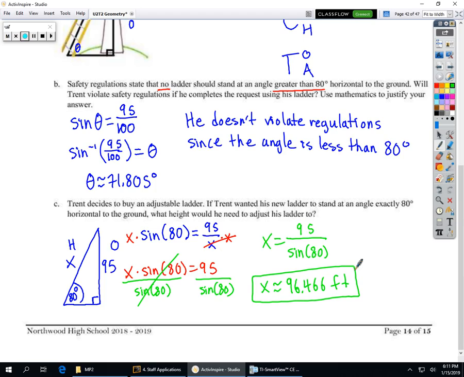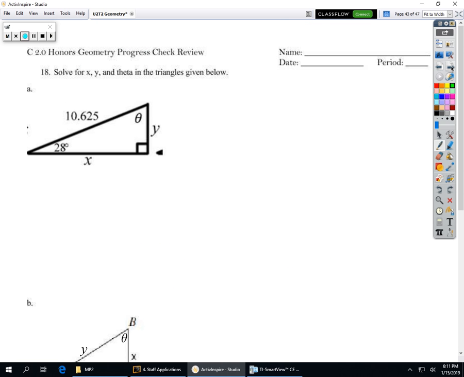Right. Oh, last page. Finally, I can go home. We're going to solve for x, y, and theta in the triangles given below. So what have they given me? They've given me just a 28. So let's use 28 as our base. The opposite is y. The hypotenuse is this. The adjacent is x.